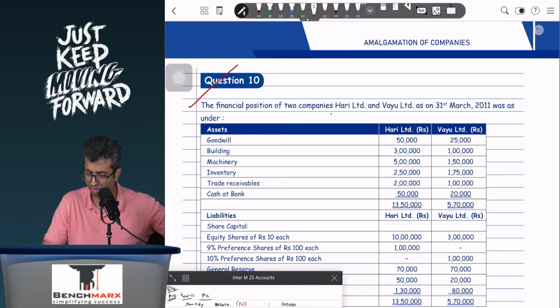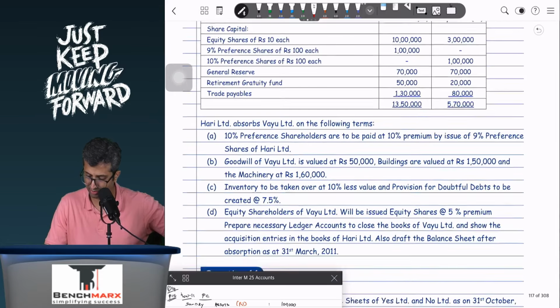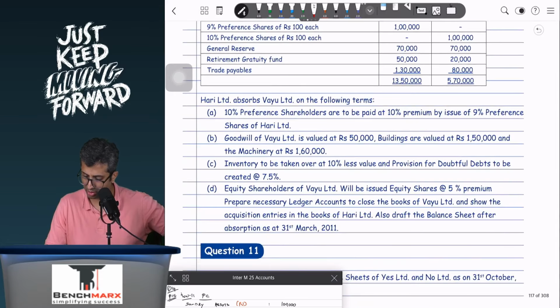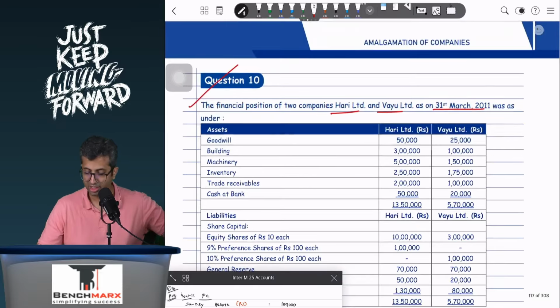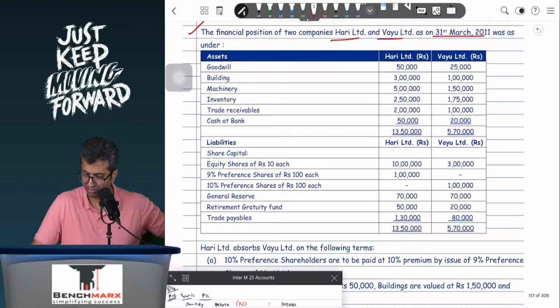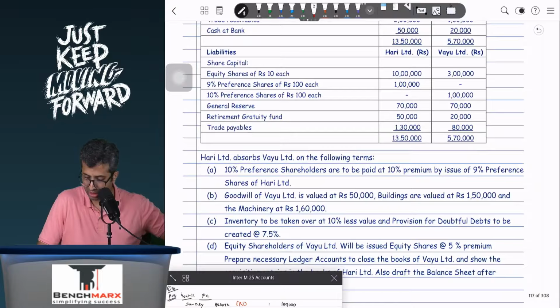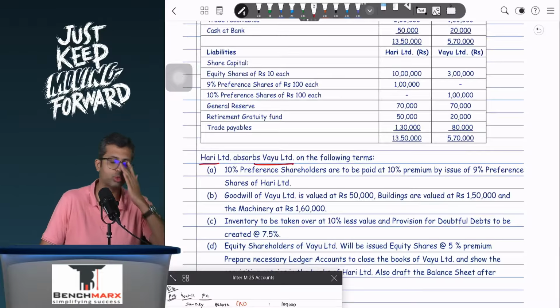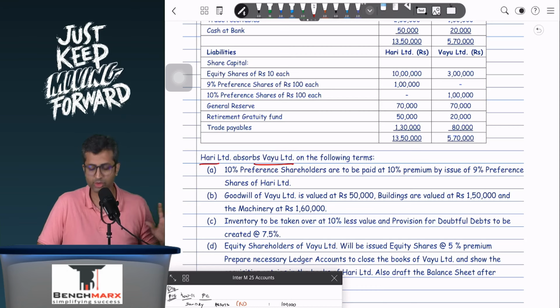The financial position of 2 companies, Hari and Vayu, as on 31st March 11 was as under. So you have, I think 10 is not there, 11, 12, 13. I think 10 was something else, my bad. So let us finish 10 first and then go to the other questions. The financial position of Hari and Vayu was given. So you have the entire balance sheet. Hari absorbs Vayu. Remember, the question has to tell you merger, pooling of interest or something, only then will you apply that. Otherwise, we will solve using the purchase method only.